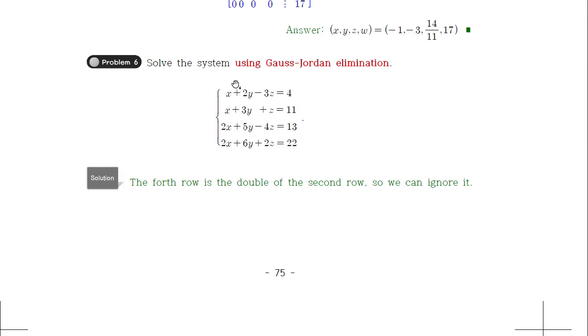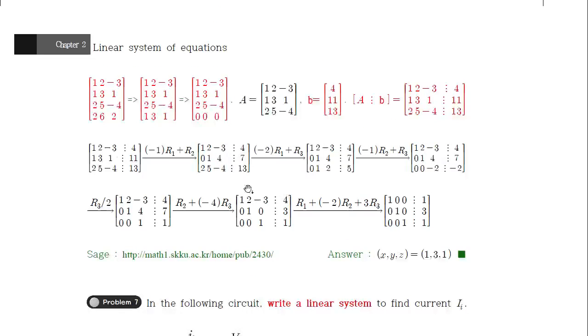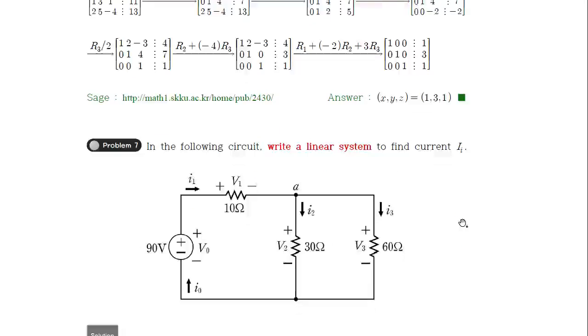Solve the system using Gauss-Jordan elimination. From this, you do the Gaussian eliminations to get the RREF form, then this means z is equal to 1, and y is equal to 3, and x is equal to 1. So 1, 3, 1, that's the unique solution for this linear system.